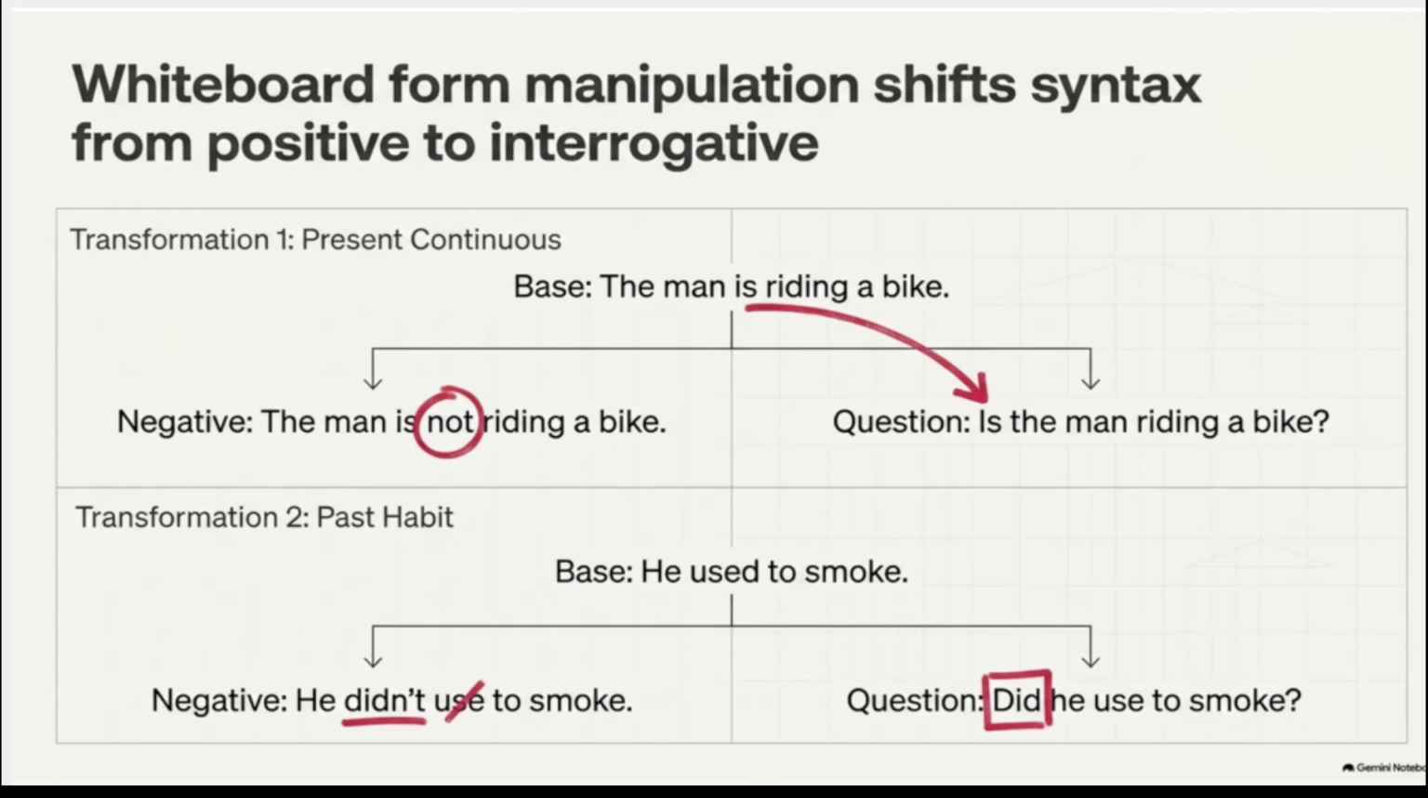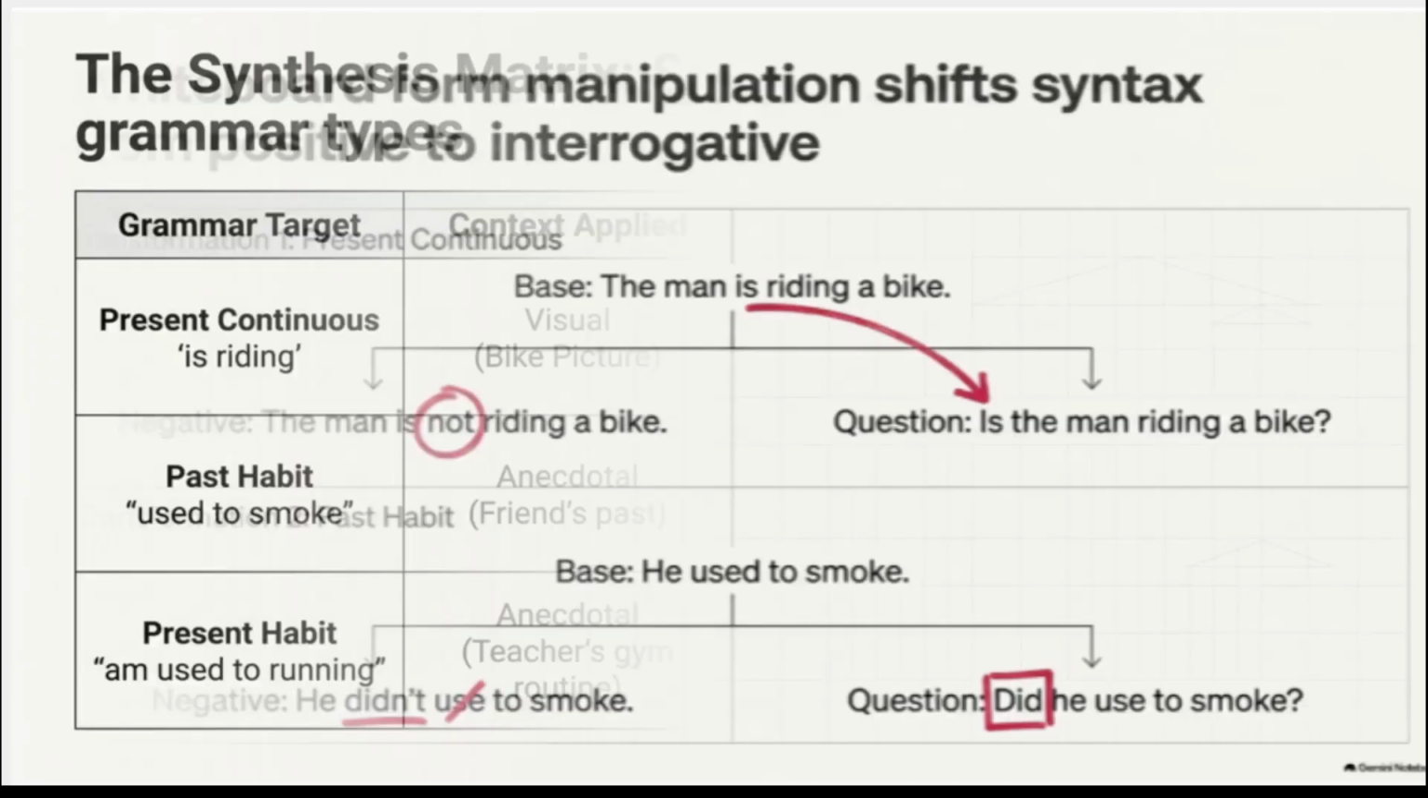We can highlight the movement of did and the change from used to use. This type of visual manipulation helps students understand syntax rather than simply memorize 3 separate sentences. So when you finish the basic form, don't always stop. Ask, what happens if I make it negative? What happens if I make it a question? What changes? What stays the same? This creates a much stronger understanding of the grammatical system.